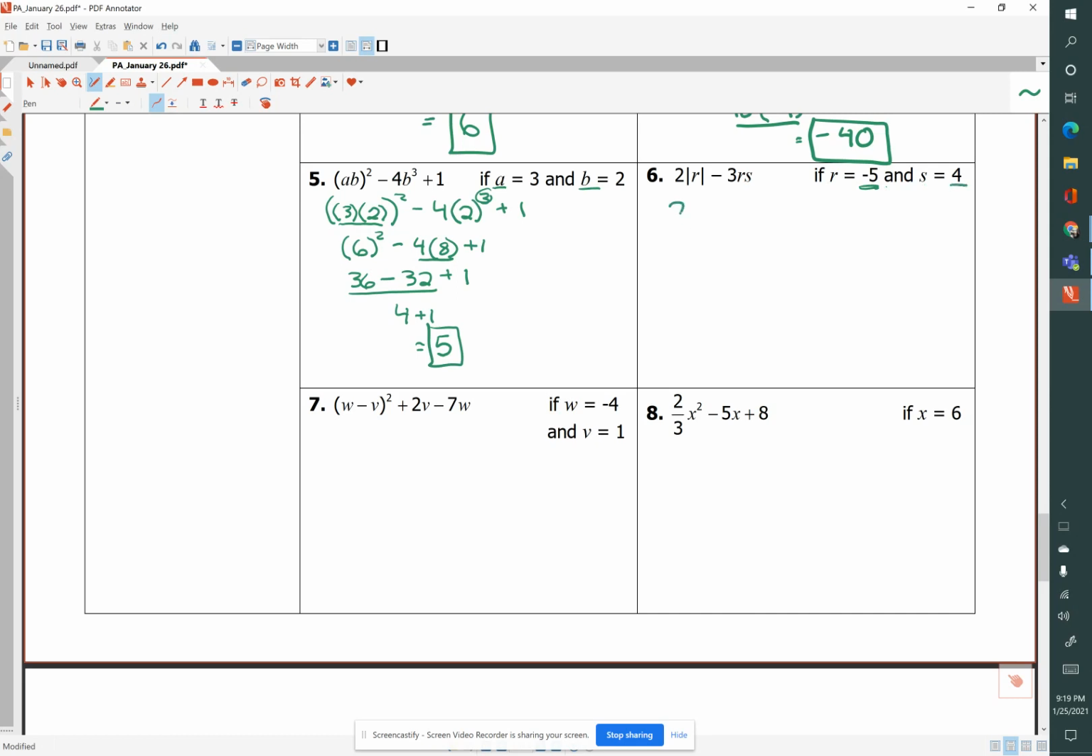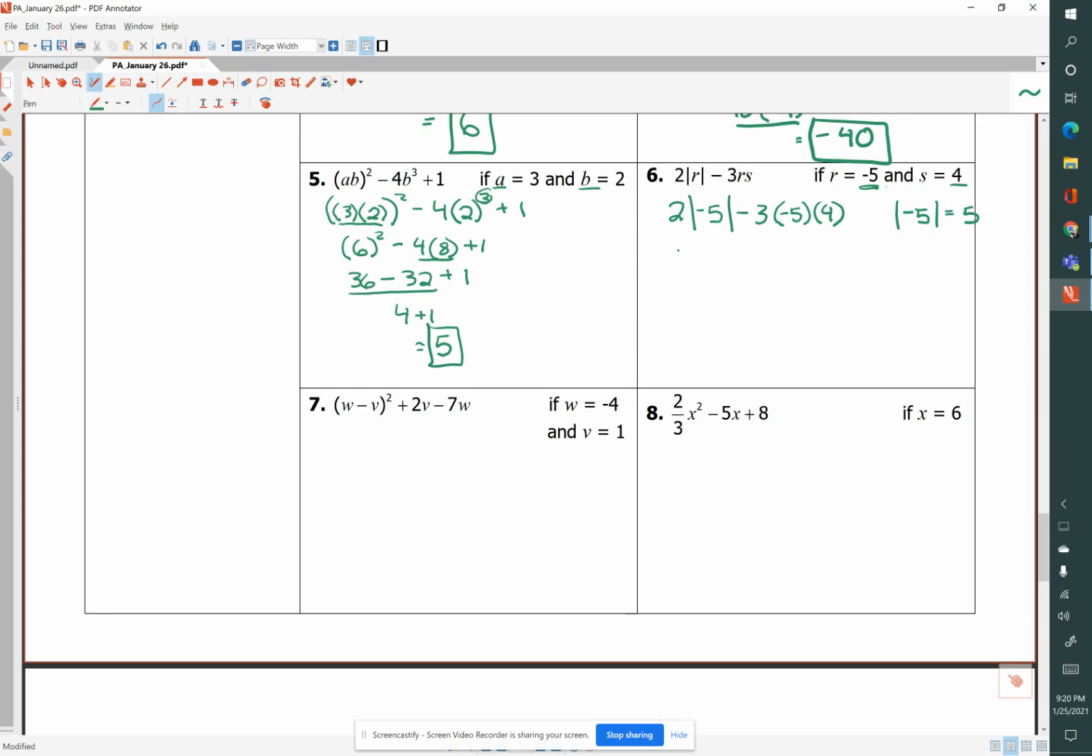So let's first substitute. We have 2 times the absolute value of r, which is -5, minus 3 times r, again that's -5, times s, which is 4. Absolute value is a grouping symbol, so we'll work there first. So if we remove the absolute value bars, we have to determine what is the absolute value of -5, and the absolute value of -5 is 5 because it's 5 units from 0 on a number line.